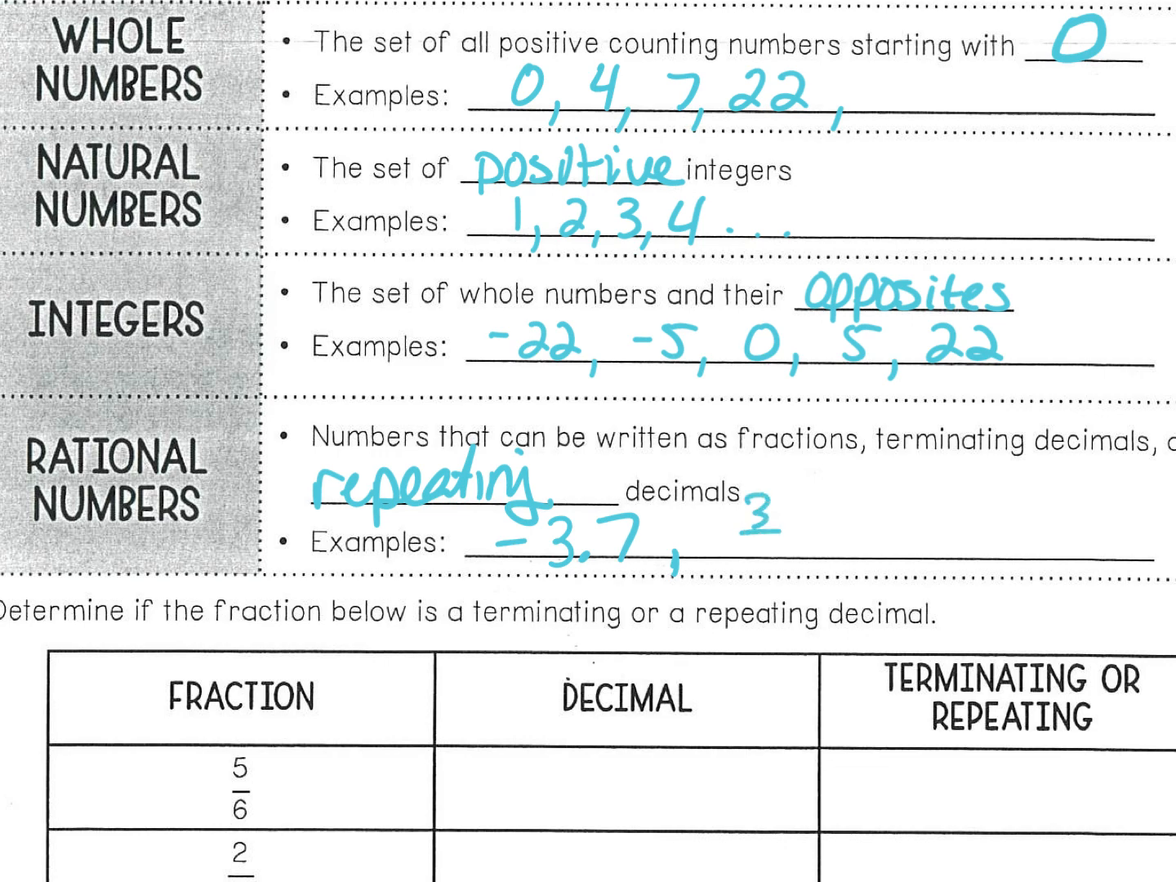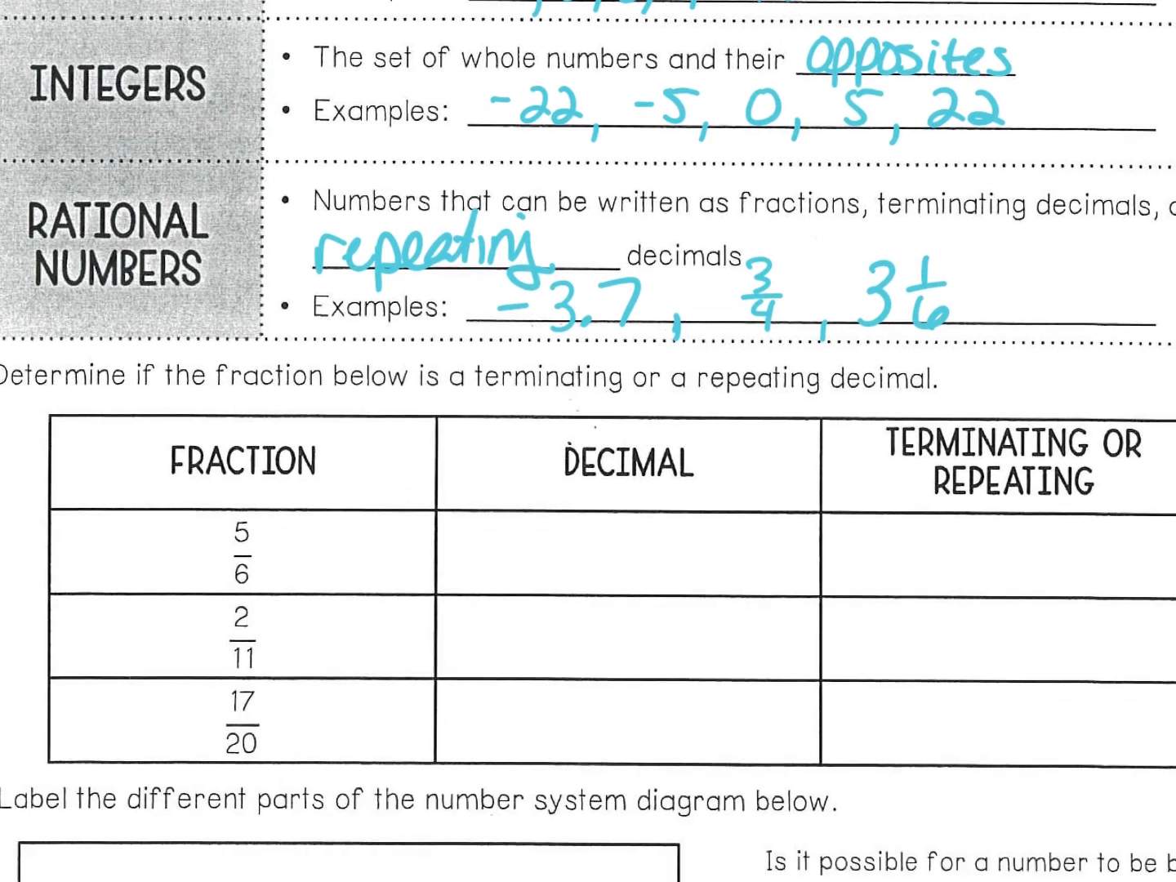So let's say like 3/4. That's rational because it becomes 0.75. Like 3 1/6 becomes 3.1666666 repeating, just like 3 1/3 is 3.33333 repeating. So it does repeat. There are a few numbers that don't fall in rationals, like our number pi, we'll talk about later in the year, things like that.